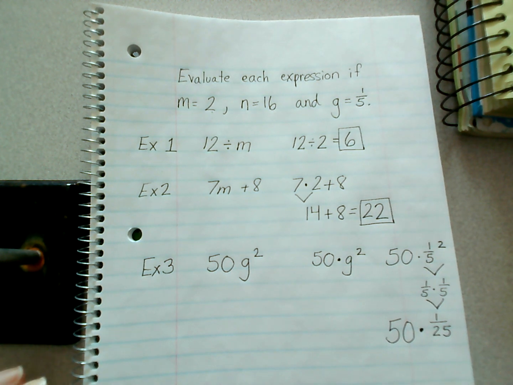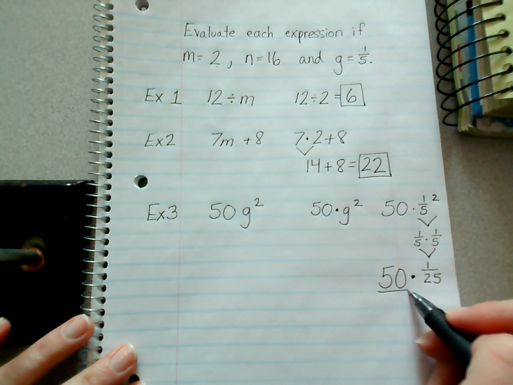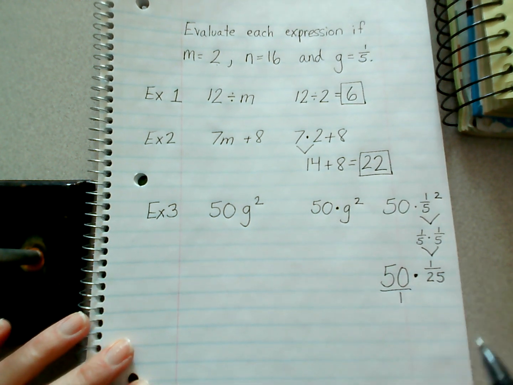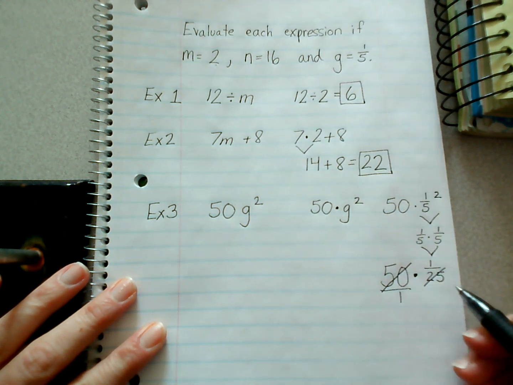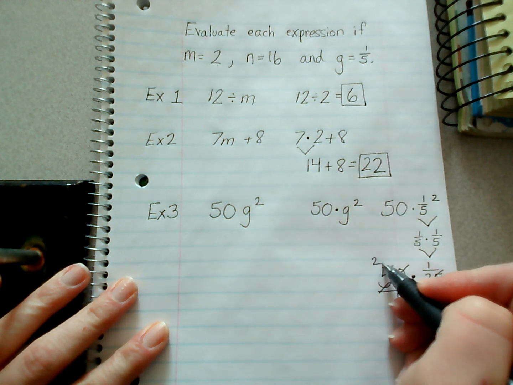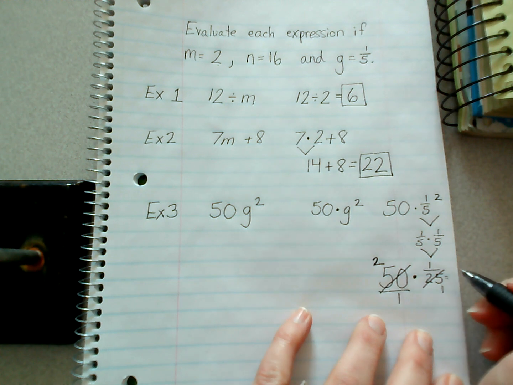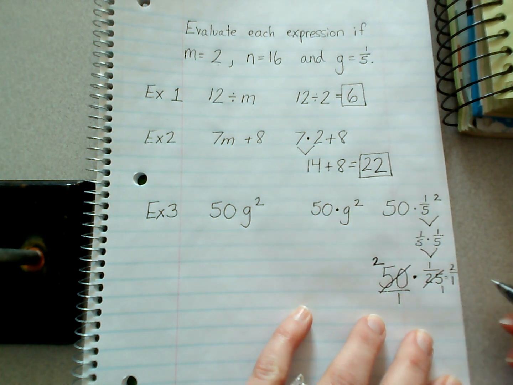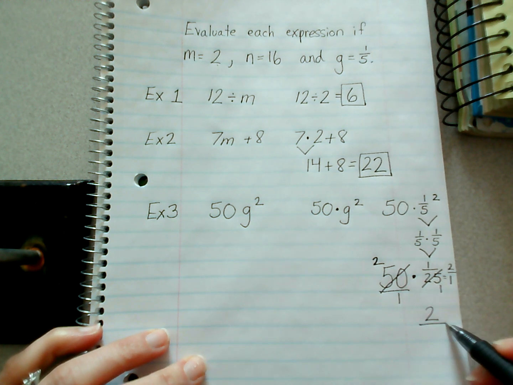times 1/25. 50 over 1 times 1/25. I can cross cancel because 25 can go into both of those. I would multiply 2 times 1, and I would get 2. 1 times 1 is 1. So my answer is 2.